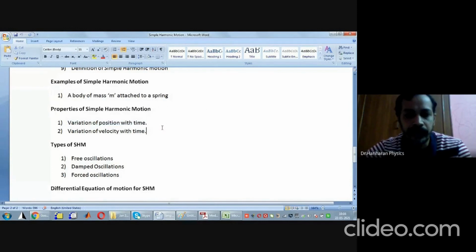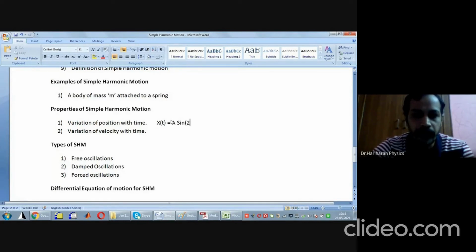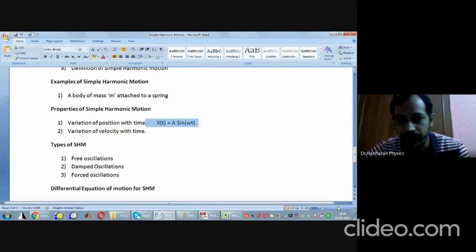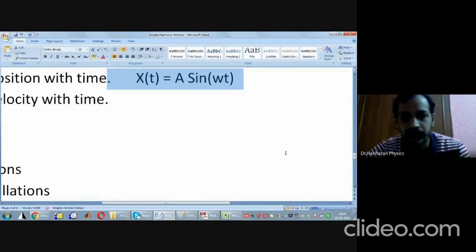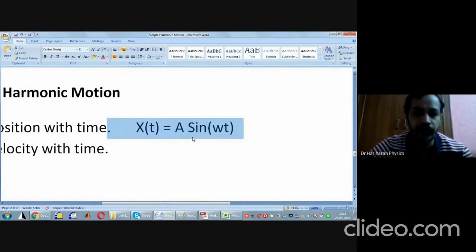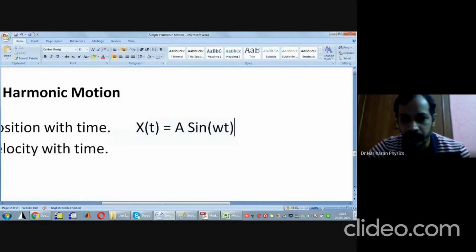How can the motion of the body be described? It can be described by x of t equal to a into sine of omega t. Okay, can you see here? All simple harmonic motion can be described by a sinusoidal signal which is given by x of t is equal to a into sine of omega t. That's also done.